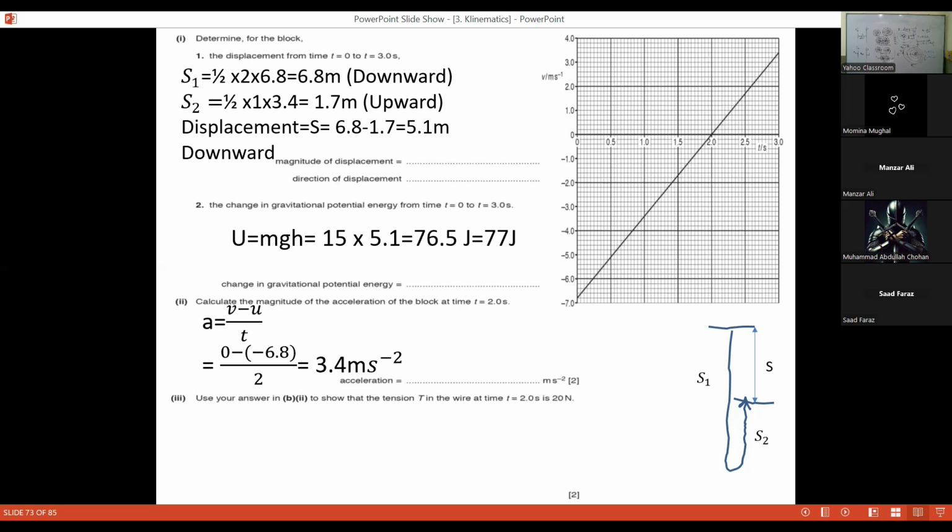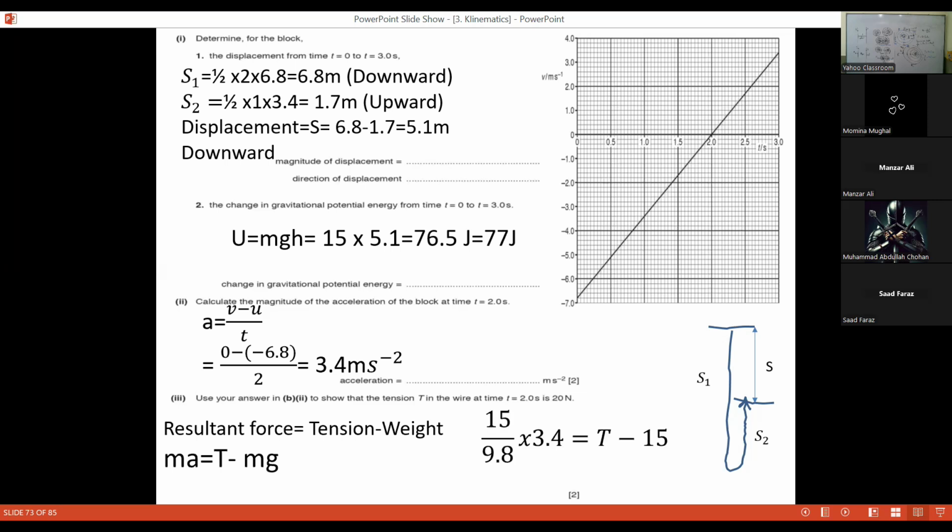at 2 seconds. Tension, resultant force is equal to tension minus weight. Accelerate कर रहे हैं upward, तो tension will be equal to ma plus mg. वैल्यू पुट कीजिएगा, ma आपकी हो जाएगी m into acceleration, और यहां से हम भी टेंशन निकाल सकते हैं which comes out to be 20.2 और 20 न्यूटन्स.